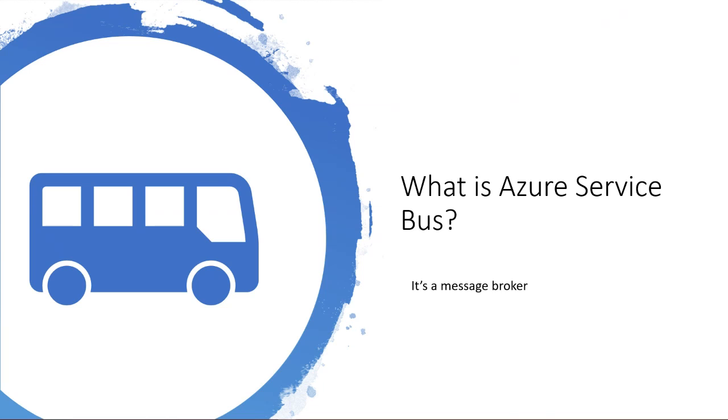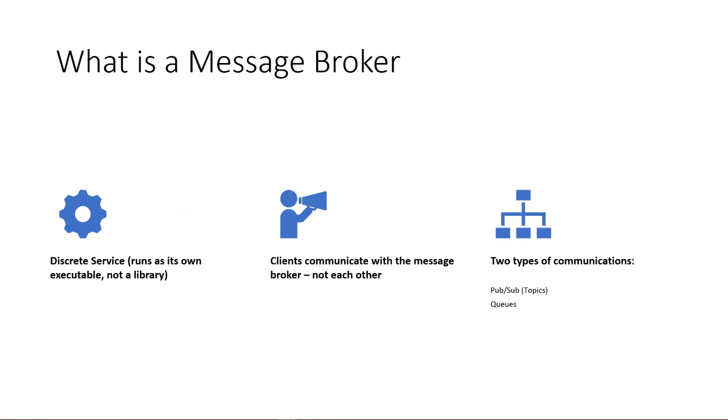Okay, so I suppose the first question you should ask when you're saying we're going to use Azure Service Bus to solve a problem is, what is it? And the answer is, it's a message broker, which does sort of bring us on to another question, which is, what's a message broker? So it seems to be that a message broker follows these three tenets, if you like. So the first one is it needs to be a discrete service. So it's not a library, it's not a NuGet package. It's got to run in its own executable, its own process.